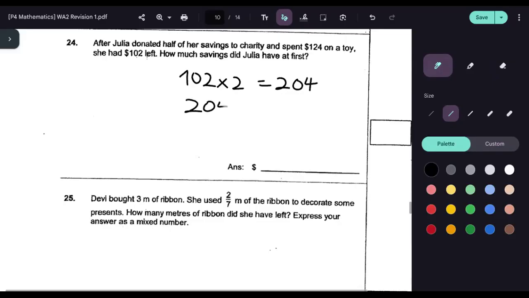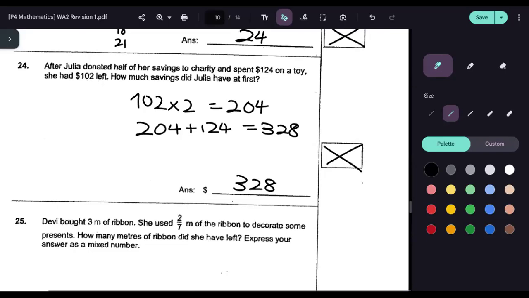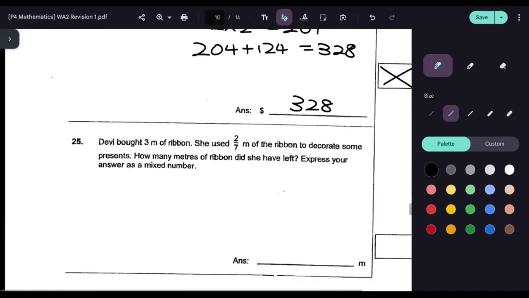Okay, then you add with 124, you should get 328. Yeah, so she had $328. Please show your addition at the side. I'm not doing it.